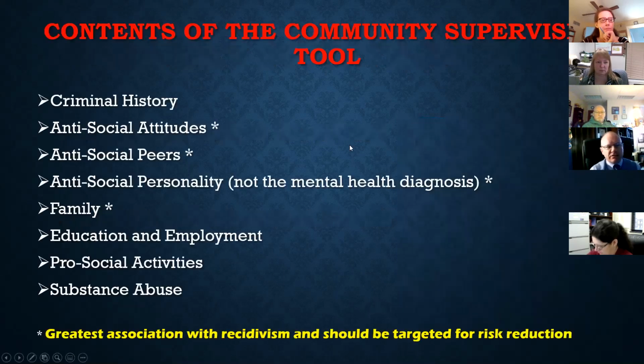So let's look at the contents. We have criminal history we're looking at, antisocial attitude, antisocial peers, antisocial personality. Again, not the mental health diagnosis type. That's really important to share. Family, education, employment, pro-social activities, and substance abuse. Those with the asterisks, again, have the greatest association with recidivism and should be targeted for risk reduction. And they're really, really important. They're all going to be cognitive behavior type programming around targeting those criminogenic needs, and that's the type of services we're going to be looking at.